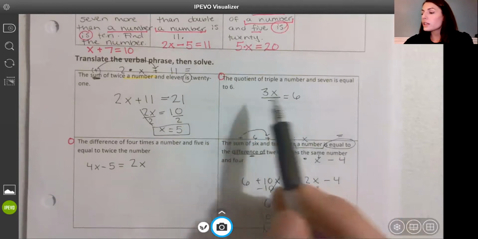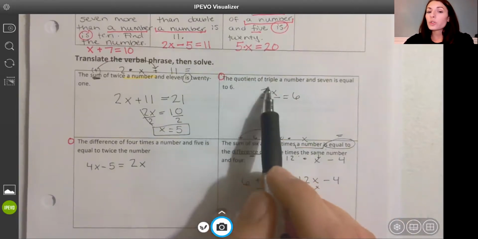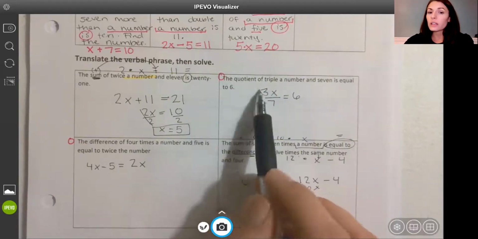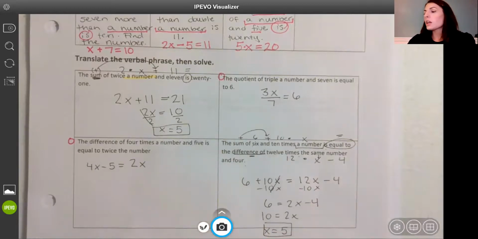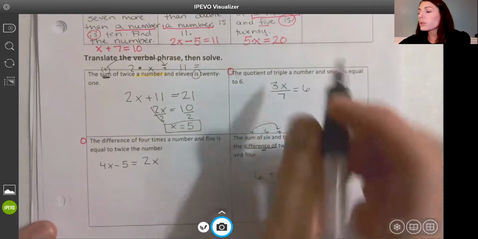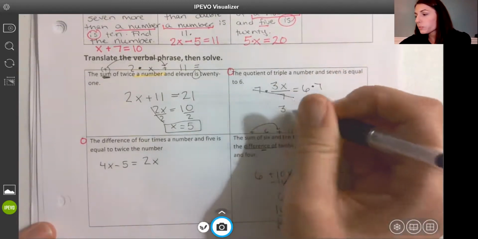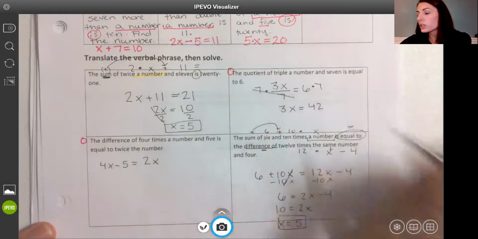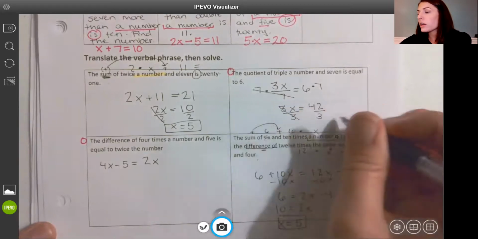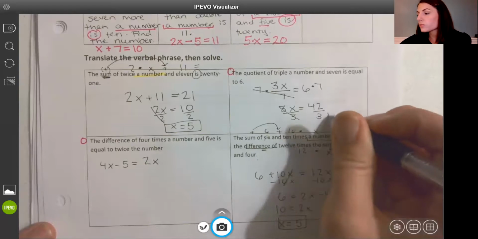Okay, so in our second example, we have a quotient. Quotient means we have division. So we have a quotient of triple a number and 7 is equal to 6. There's the translation of that sentence into an equation. Now, to solve this, the inverse of dividing by 7 would be to multiply by 7. So I'd multiply by 7 on both sides, and I'd get 3x equals 42. And then I divide by 3, and I get x equals 14.